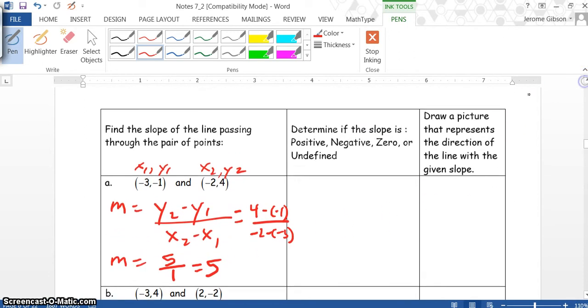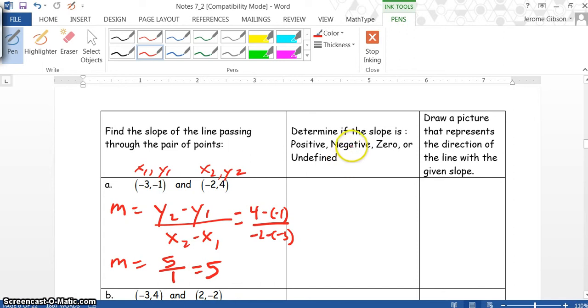And we know based upon the definition we had in the last video, that if the slope is positive, that means m is greater than 0, then it rises to the right. But first we will put positive. And here we want to draw a picture that represents the direction of the line with the given slope. It doesn't have to be exact, it just has to be going in the correct direction. So I could just do this here. This is showing that it's rising.